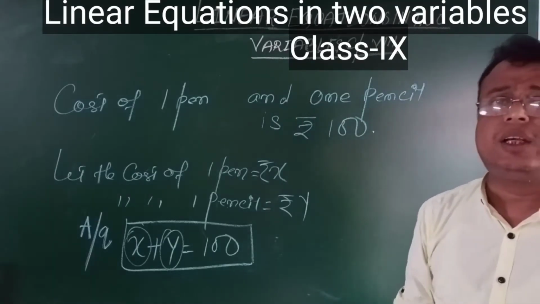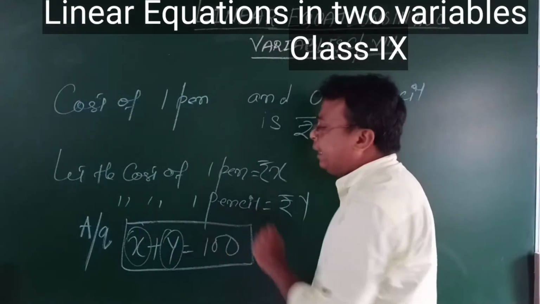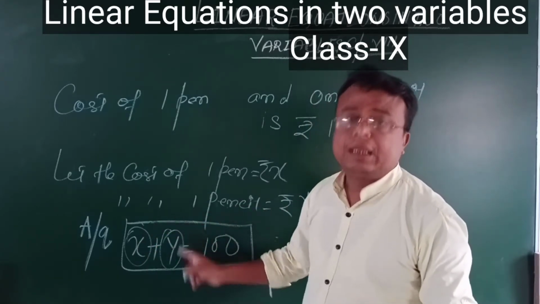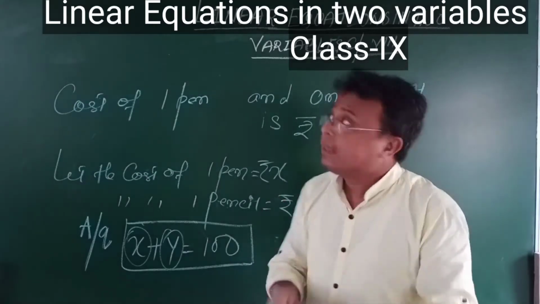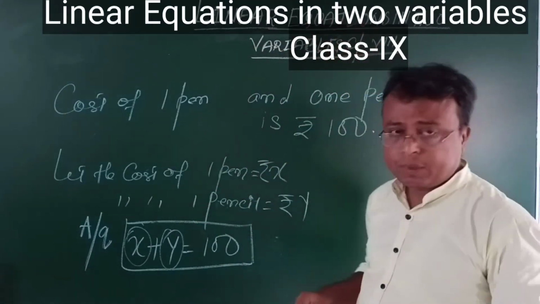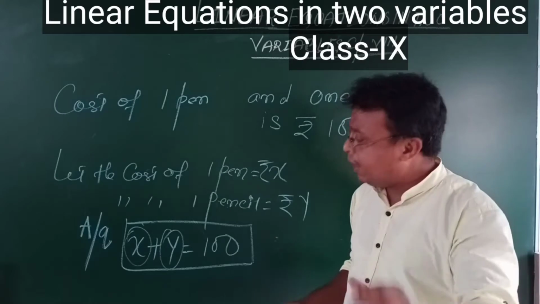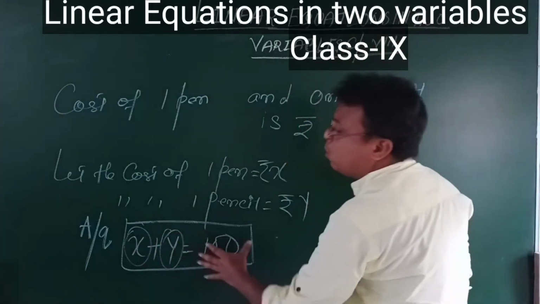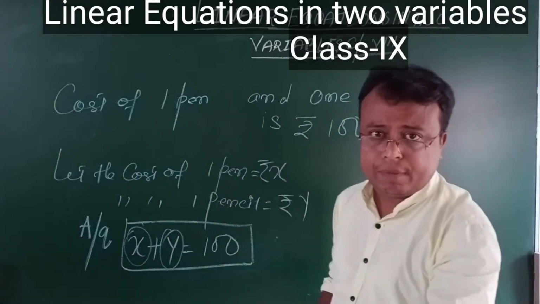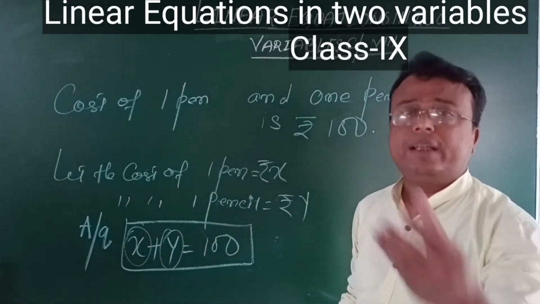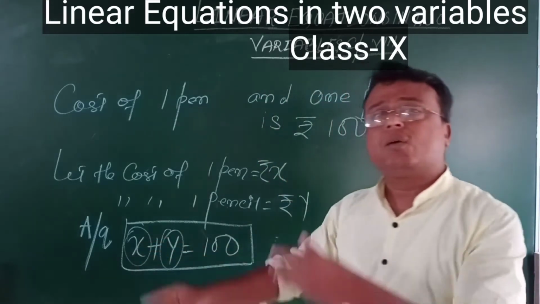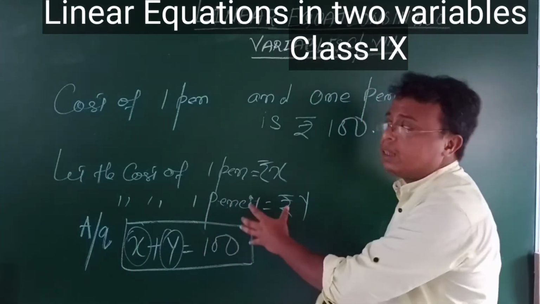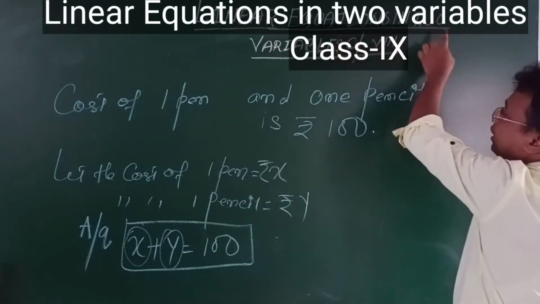Why is it called a linear equation? Because the power of x is 1 and the power of y is 1, so the degree is 1. That's why it is called a linear equation. Why is it called two variables? Because here two different types of variables are there, one is x and another one is y. That's why such equations are called linear equations in two variables.